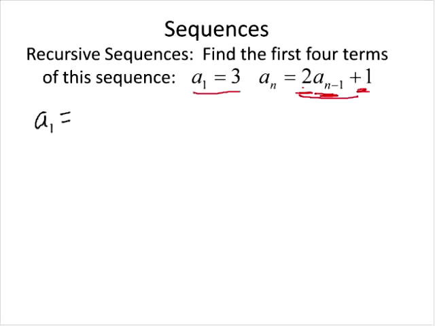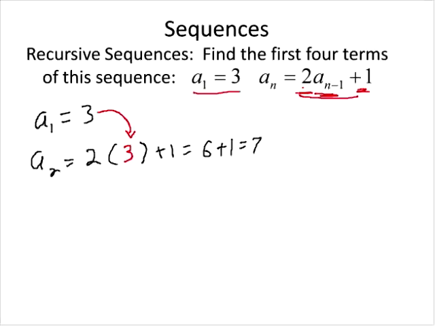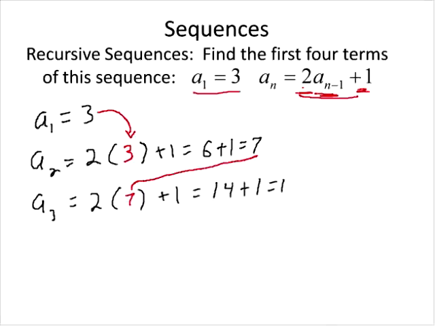Well, the first term, a sub 1, we already know it's a 3. The second term, a sub 2, we get by writing out 2 times the previous term. And again, the previous term was this 3. So 2 times this 3 plus a 1. 2 times 3 is 6. 6 plus 1 is a 7. The third term, a sub 3, is 2 times this previous term, and again, the previous term in our case was a 7. So 2 times that 7 from the previous term plus 1. 2 times 7 is 14. 14 plus 1 is 15, so we have a 15 for the third term.